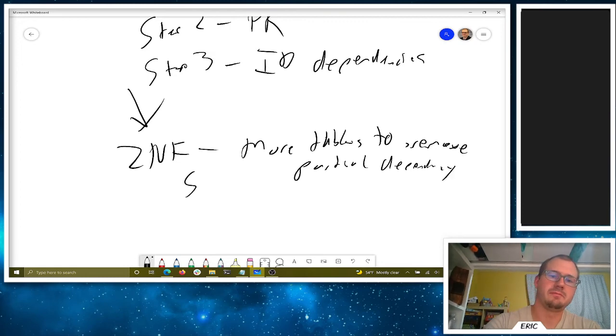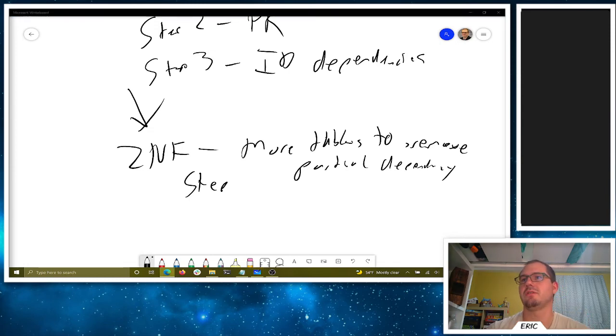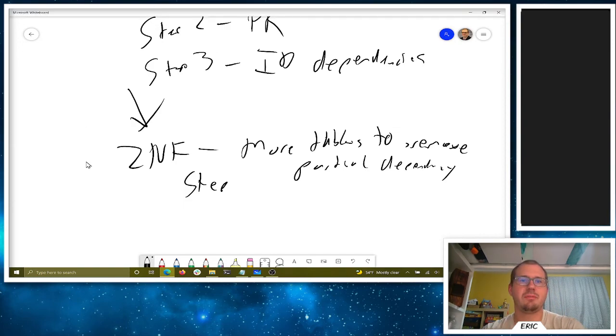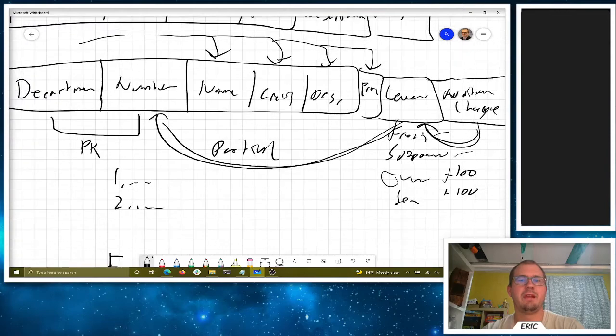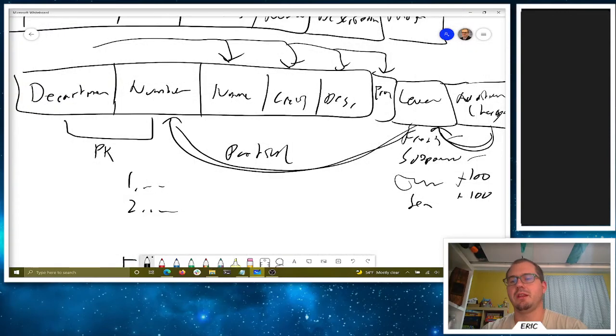So that's step one, right? If there's a partial dependency, that means we have different pieces of data that don't depend fully on the primary key. Maybe we can break those out and look at how to do that. So in our example, the course level was dependent on the number, and the additional charge was dependent on the course level as well. Sure, we can do that.